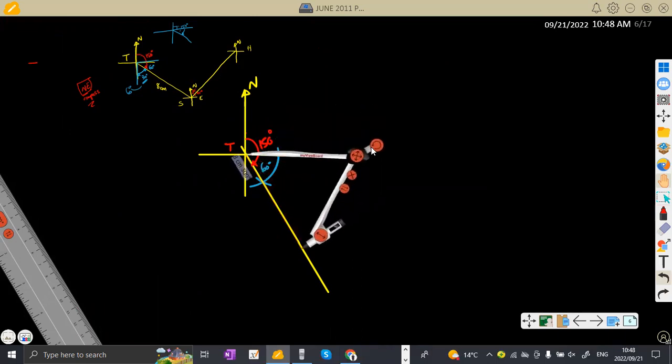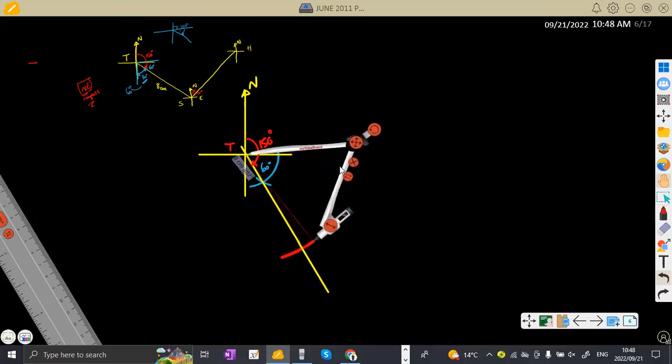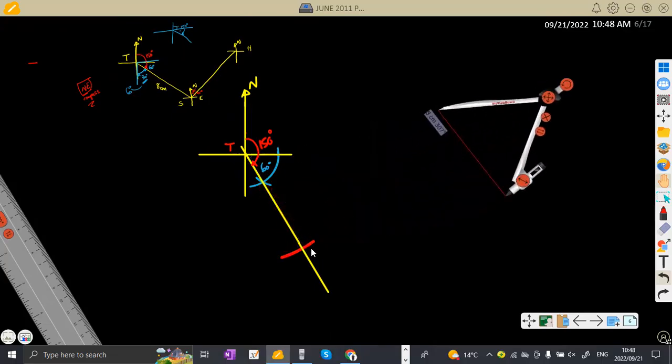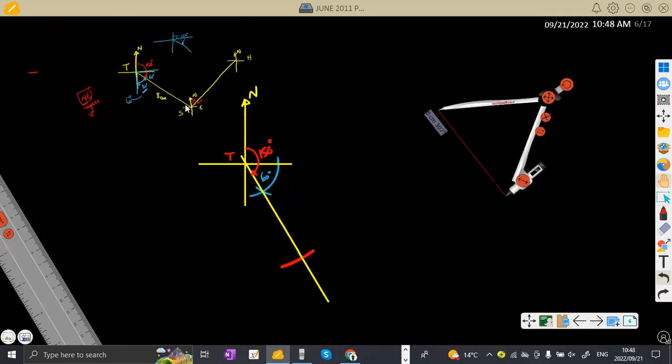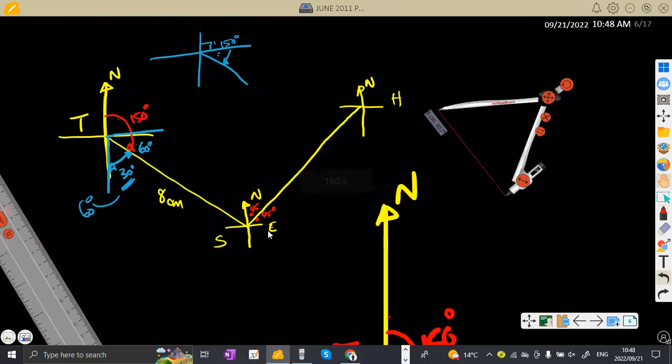With that 8 centimeters, you mark an arc. So I'm just going to mark an arc on this line like this. So it means this is where I am supposed to have my Shinga, which is this one. This is your Shinga here. Okay, let's get back to our diagram and see what is happening at Shinga here.